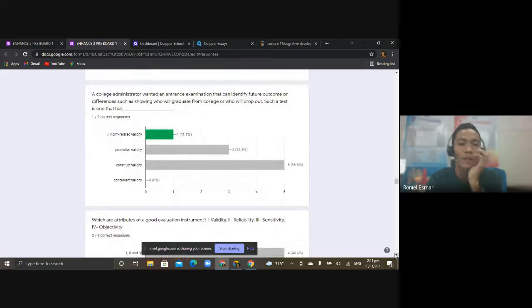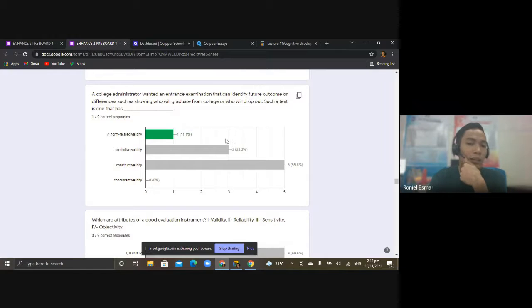Next, a college administrator wanted an entrance examination that can identify future outcomes or differences, such as showing who will graduate from college or who will drop out. In other words, what the administrator wants to see is the performance of a student relative to the other takers of this entrance examination. So what kind of validity is it? If we compare one taker to the other, is it predictive validity?